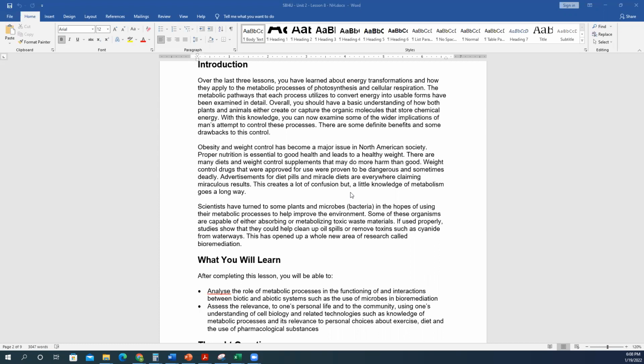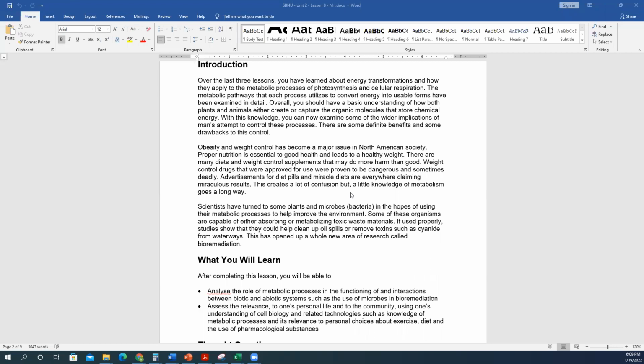diets. These obesity and weight control plans have become a major issue in our North American society today. Proper nutrition is very important to good health and healthy weight management. There are so many diets and weight control supplements that can actually do more harm than good in helping people manage their weight.